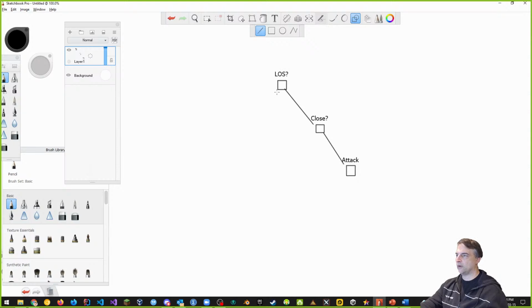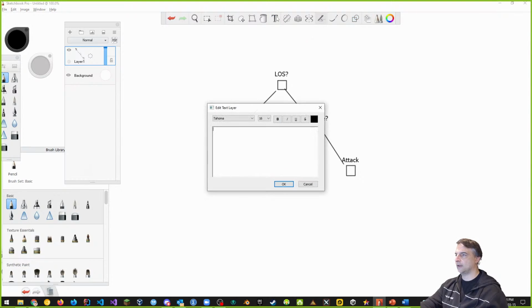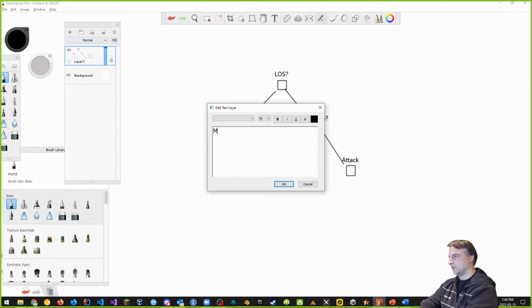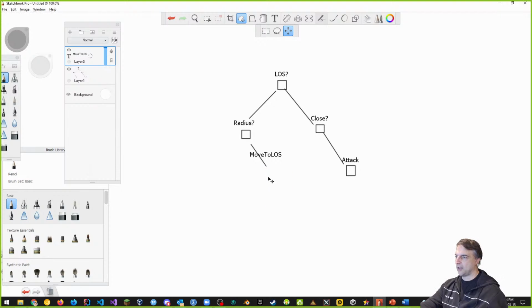Okay, cool. What if I don't have line of sight? Well, maybe I can see if the player's in radius. Can I detect the player in radius, right? If the player is in radius, what do I want to do? Move to line of sight. That might be the action. If the player is in radius, then the action would be to move to line of sight. When I say radius, that means we've detected the player. Okay, so that might be the thing that we want to do.